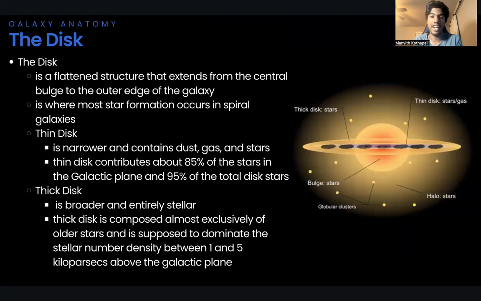The thick disk, on the other hand, is broader and entirely stellar. In contrast with the gas-rich thin disk, the thick disk is composed almost exclusively of older stars and is supposed to dominate the stellar number density between 1 and 5 kiloparsecs above the galactic plane.